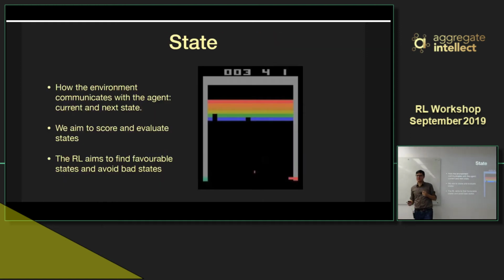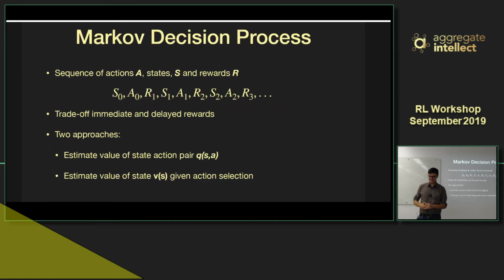With epsilon probability, it's going to select 2. So the state is how the environment communicates with your agent. It tells you which situation you are currently in, and it also tells you the next state, current and next state. We try to maximize our score, and we want to evaluate our score based on the states. The reinforcement learning algorithm aims to find favorable states and avoid bad states. And it is, in a formal sense, a Markov decision process.